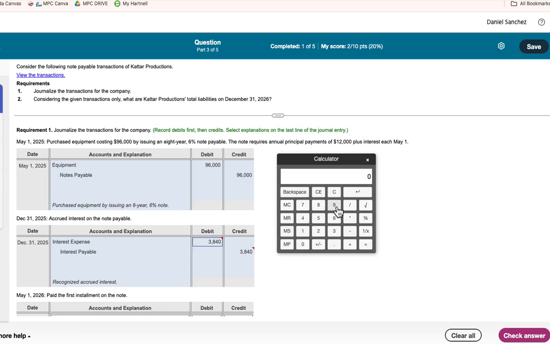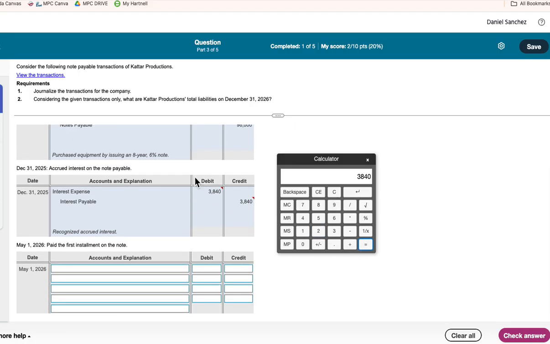Well, maybe it's my months that are off. May, June, July, August, September, October, November, December. Oh, that's 8 months. Okay. So we're going to do the math again. 96,000 times 0.06 equals, times 8 divided by 12. 3840. Okay, so we did our math wrong. Or I just counted my months wrong. That always trips me up for some reason. Okay, cool. And then we have our interest expense.